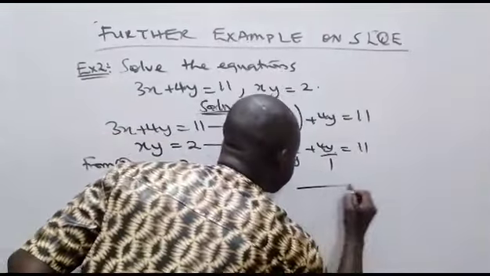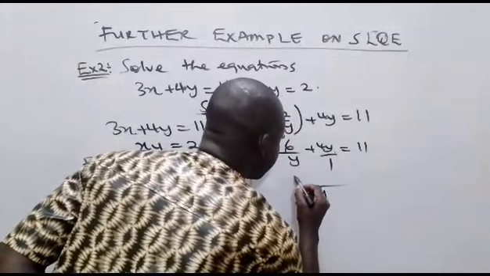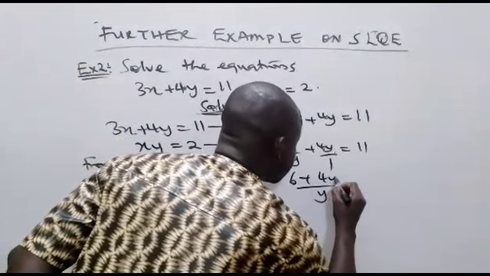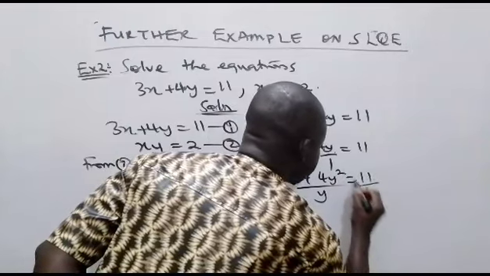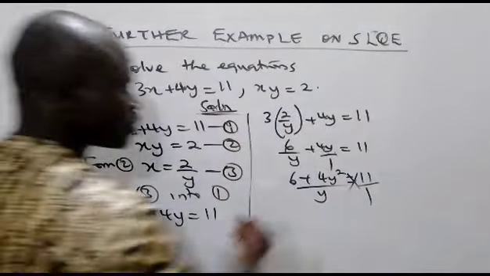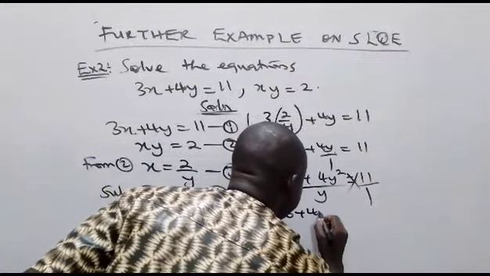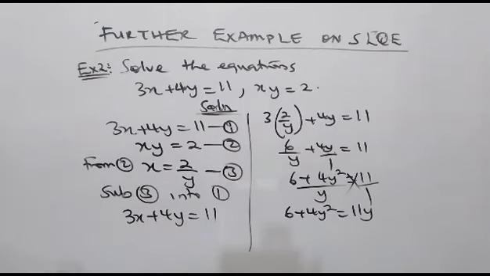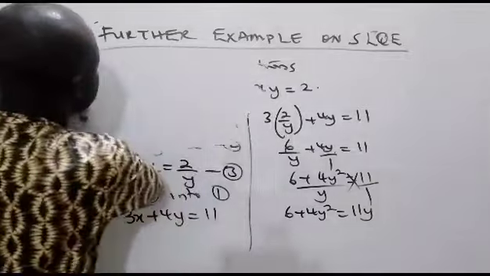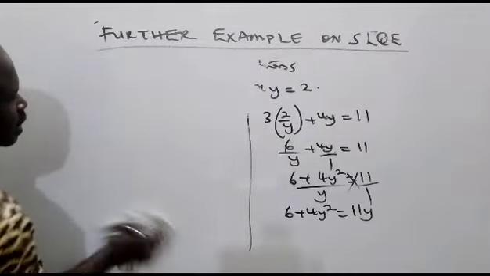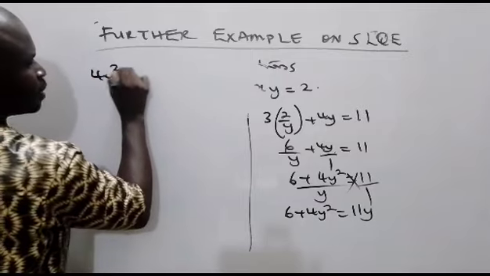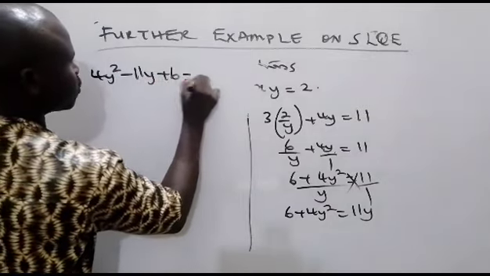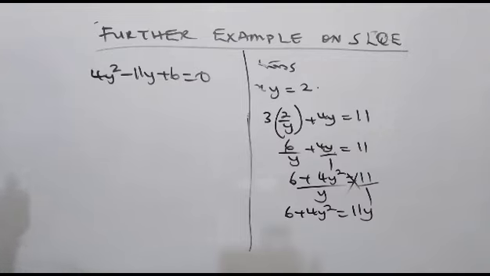So if I find the LCM, which is y, I can have 6 plus 4y squared is equal to 11. At this point, I can do cross multiplication so that I'm going to have 6 plus 4y squared equal to 11y. That's what I'm going to get there. Then I can bring everything to one side. If I do that, I'm going to have 4y squared minus 11y plus 6 equal to 0. So at this point, I've gotten a quadratic equation.